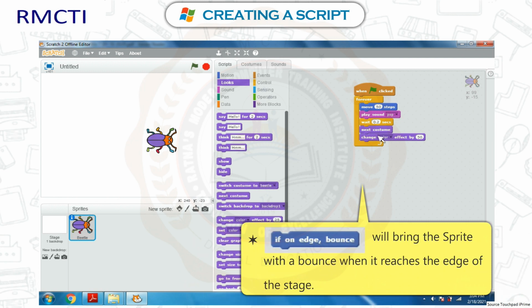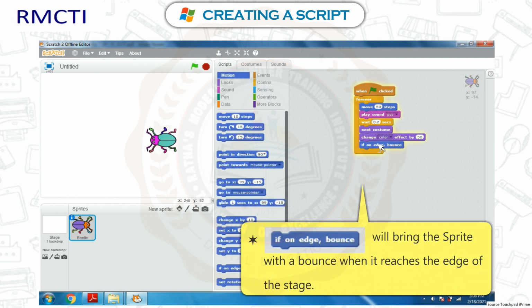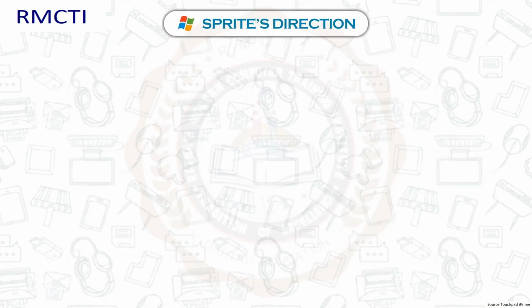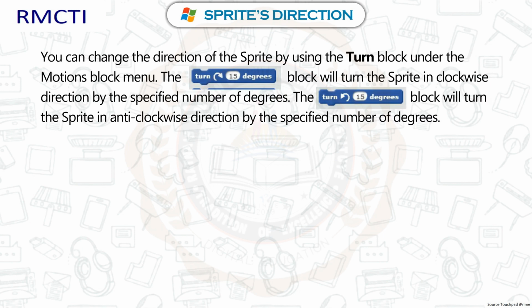If on edge, bounce will bring the sprite back with a bounce when it reaches the edge of the stage. Sprite's direction. You can change the direction of the sprite by using the Turn block under the Motion block menu. The Turn 15 degrees block will turn the sprite in clockwise direction by the specified number of degrees.